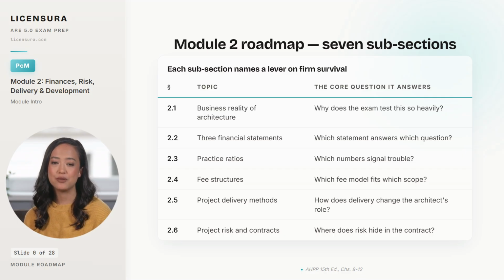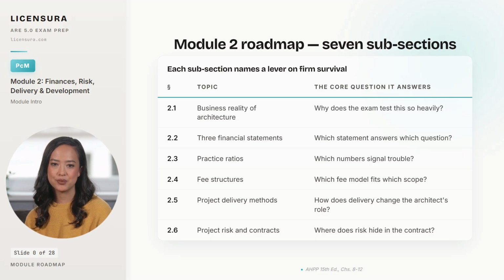2.5 covers the 4 delivery methods: design bid build, design build, construction manager at risk, and integrated project delivery, and the comparison table the exam loves to draw from. 2.6 is project risk and contract provisions, including how the contract documents allocate indemnity and how the construction administration phase carries its own risk profile. And 2.7 is the marketing versus business development distinction, the go, no-go decision that decides which prospects the firm actually pursues, and the proposal and interview discipline that converts pursuit into signed work.